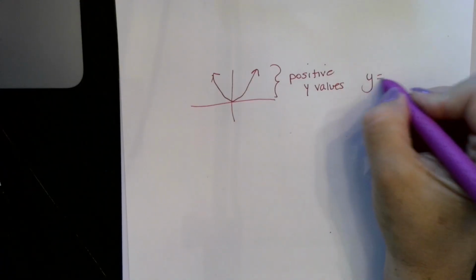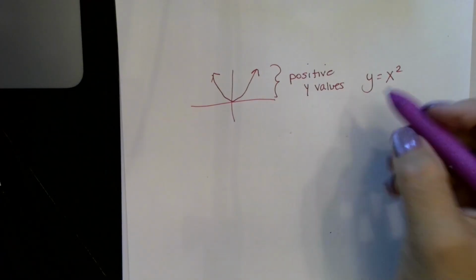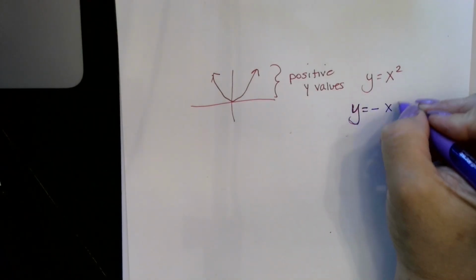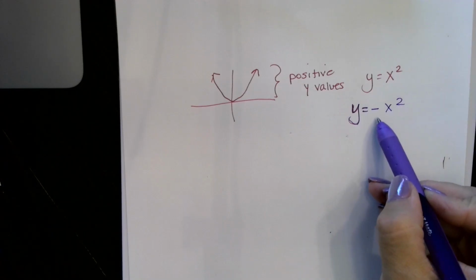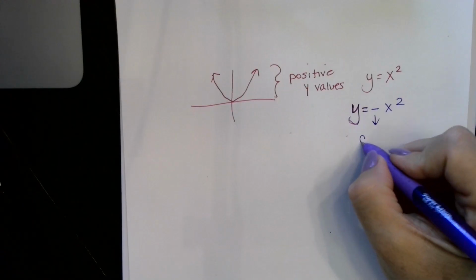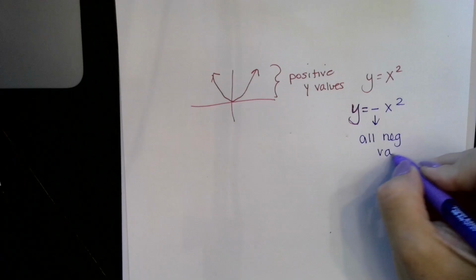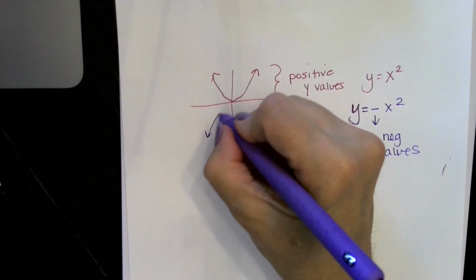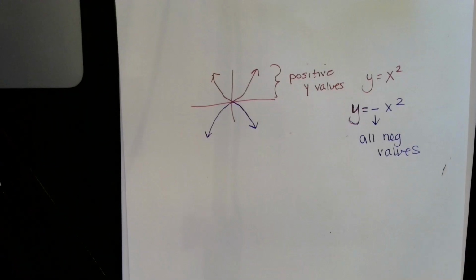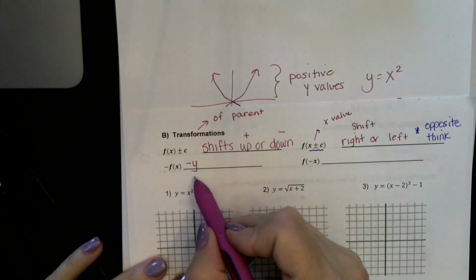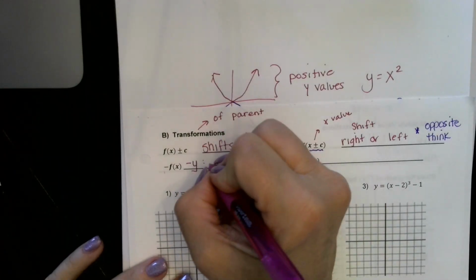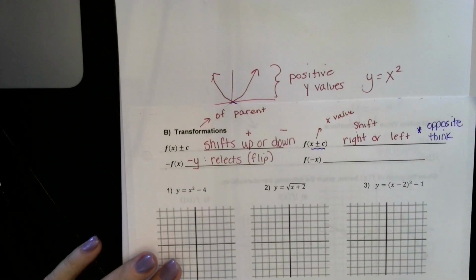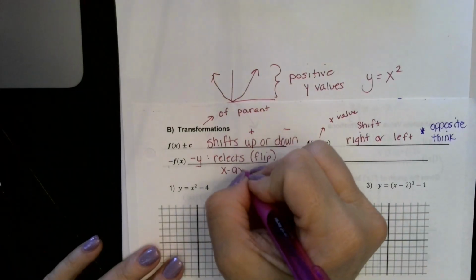So my function here is y equals x squared. Well, now if I put a negative out here, let me change my color. If I have y equals negative x squared, this is on the outside. So this is going to make all negative values. So this, which has all positive, it just flips and becomes this. Okay, so when we have this negative y, what we're going to say is that this reflects, and reflects is just a fancy word for saying flip. So it's going to flip over the x-axis.